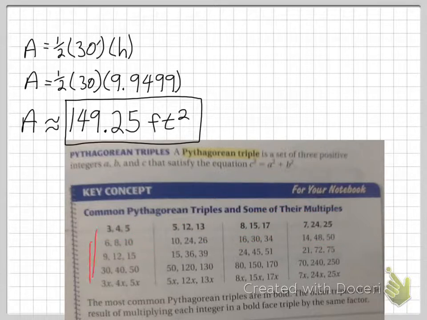These other ones are just multiples of the one that's in bold. In other words, that's a 3, 4, 5. But if you multiply it by 2, for example, then you would get 2 times 3 is 6, 2 times 4 is 8, 2 times 5 is 10. So these are just multiples. But the reason I'm giving this to you is I want you to memorize, again, 3, 4, 5, 5, 12, 13, 8, 15, 17, and 7, 24, 25. It's also on the bottom of page 435, so you can also get it that way if you need to.